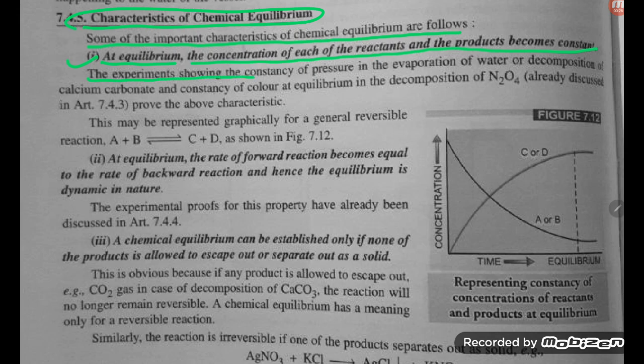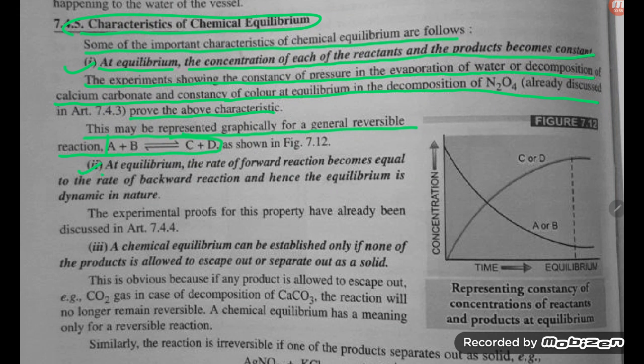The experiments showing constancy of the pressure in the evaporation of water or decomposition of calcium carbonate, and consistency of color at equilibrium in the decomposition of N2O4, already discussed, prove the above characteristics. This may be represented graphically for a general reversible reaction A plus B gives reversibly C plus D.